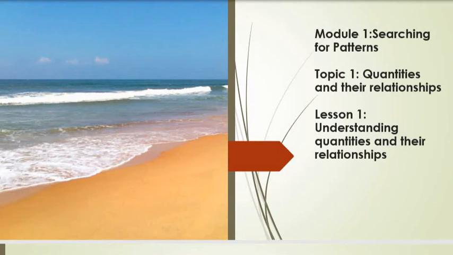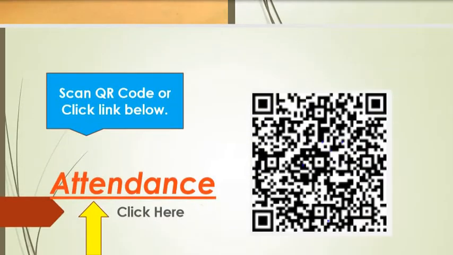Now in this lesson we're looking at Module 1, Searching for Patterns. Topic 1 is about quantities and their relationships. In Lesson 1 we're going to be looking at understanding quantities and their relationships. So look at this next one.